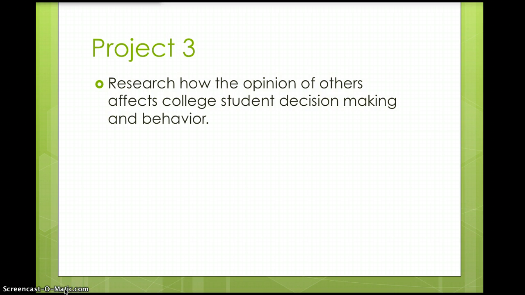Three, how do the opinions of others affect college student decision making and behavior? And so I often hear, don't judge me, or I'll see women seek out the opinions of other women in terms of a dress they're wearing or what they should buy. Maybe your parents, I don't know, but I need someone to research how the opinions of others affect college decision making and behavior and why.